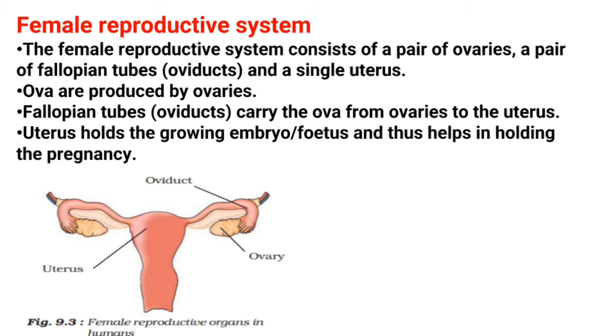A glimpse into the female reproductive system. The female reproductive system consists of a pair of ovaries, a pair of fallopian tubes that are known as oviducts, and a single uterus. Ova are produced by ovaries. Ova or the egg is the female reproductive gamete. Fallopian tubes, that are oviducts, carry the ova from the ovaries to the uterus. Uterus holds the growing embryo, that is the fetus, and thus helps in holding the pregnancy.